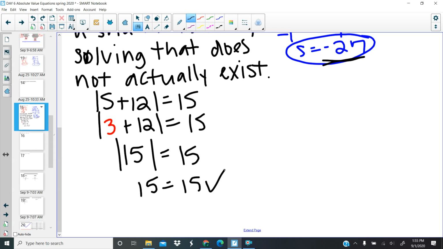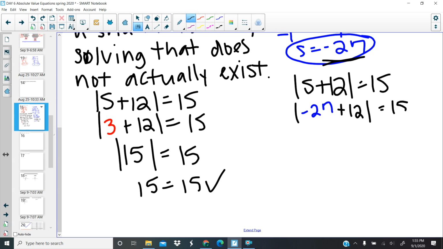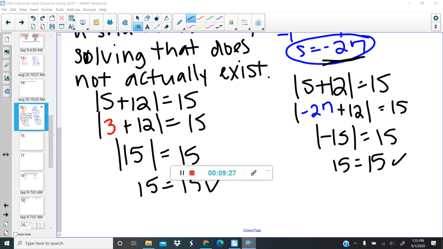And then we need to do the same thing for the negative case. So s plus 12, absolute value equals 15. And so then I'm going to plug in the negative 27 for my s. And then plus 12, absolute value equals 15. Negative 27 plus 12 is going to give you negative 15. You're going to put that in the absolute value. And then the absolute value of negative 15 is 15. So 15 equals 15, and that is also a check. So that solution also works. So neither of these are extraneous solutions, but that is going to be one way that you check for them.